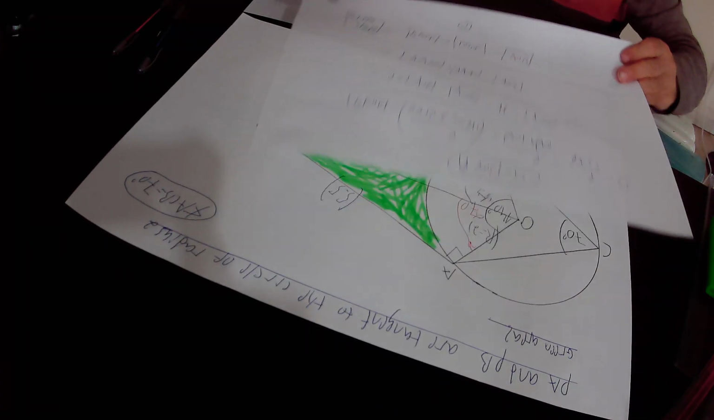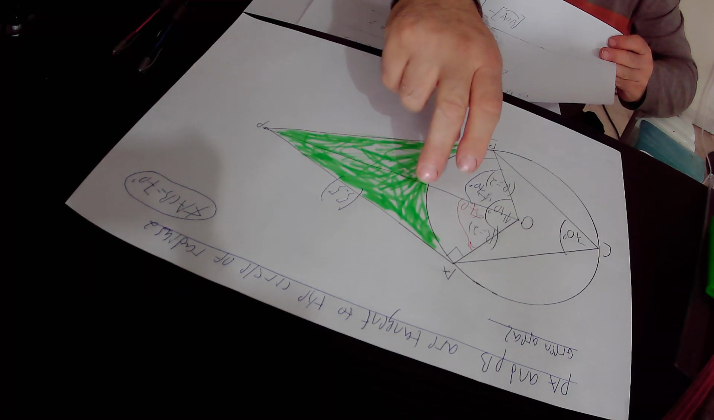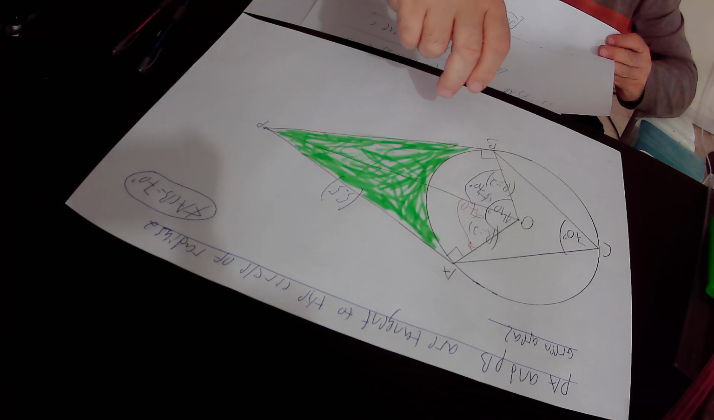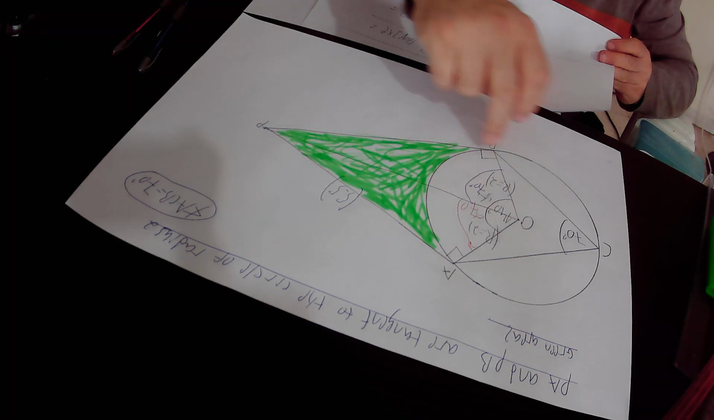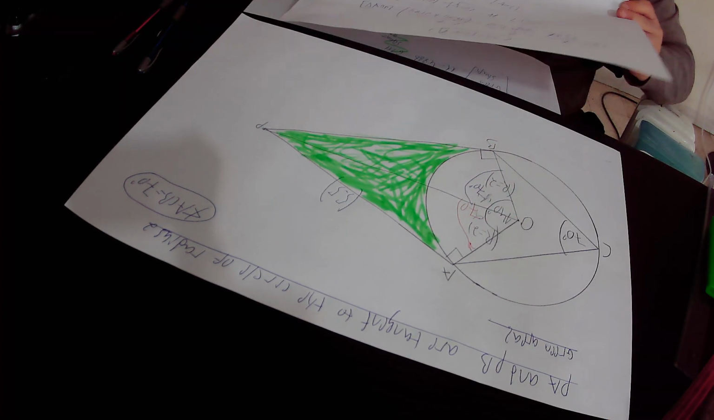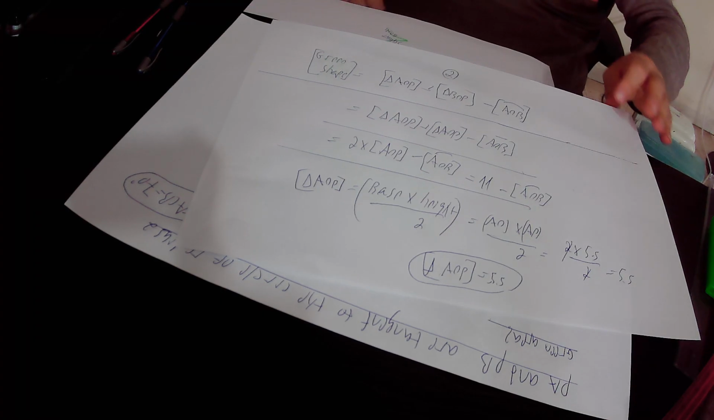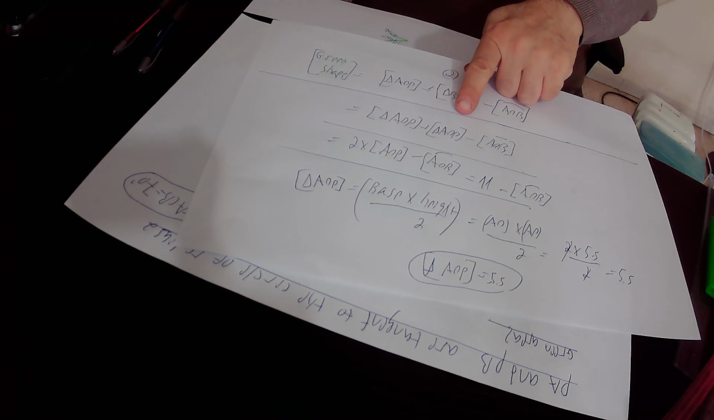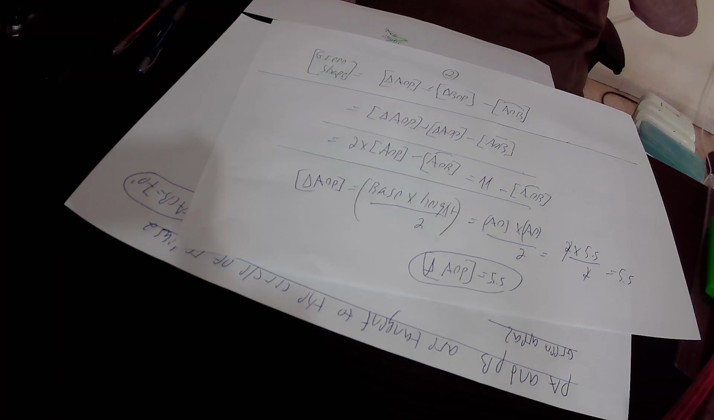Okay, because the sum of the areas of those two right triangles will give us the area of quadrilateral AOBP, and after we subtract from the area of this quadrilateral AOBP the area of this sector AOB, we get exactly the area of this green area. So the area of triangle AOP plus the area of triangle AOP is 2 times the area of triangle AOP, minus the area of sector AOB.